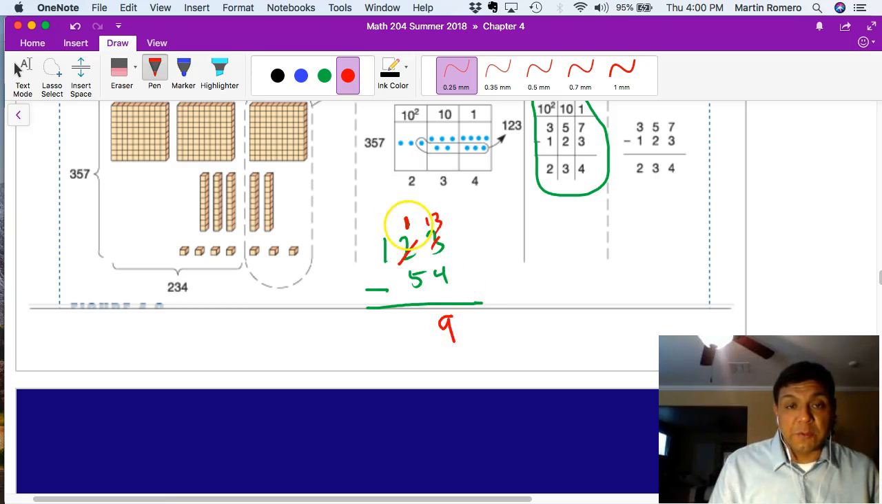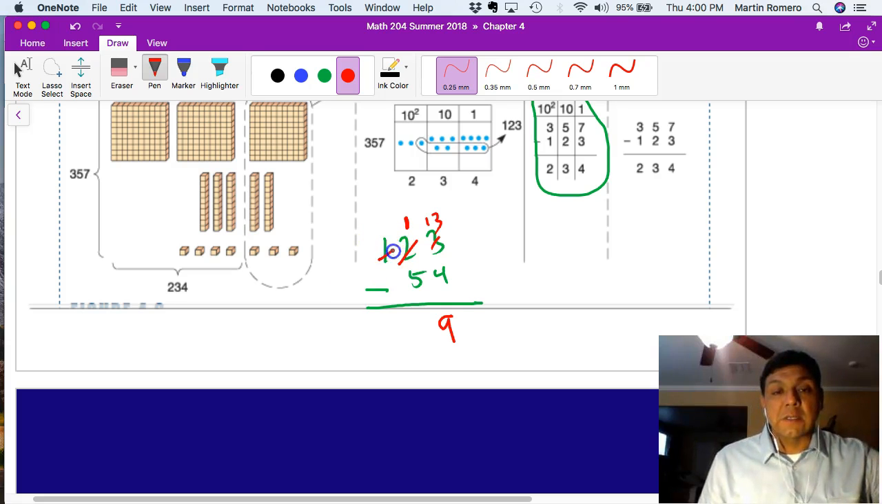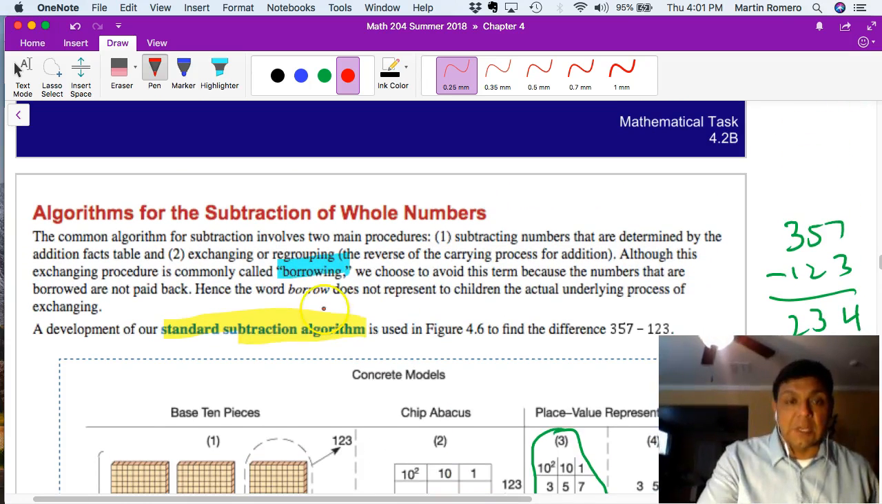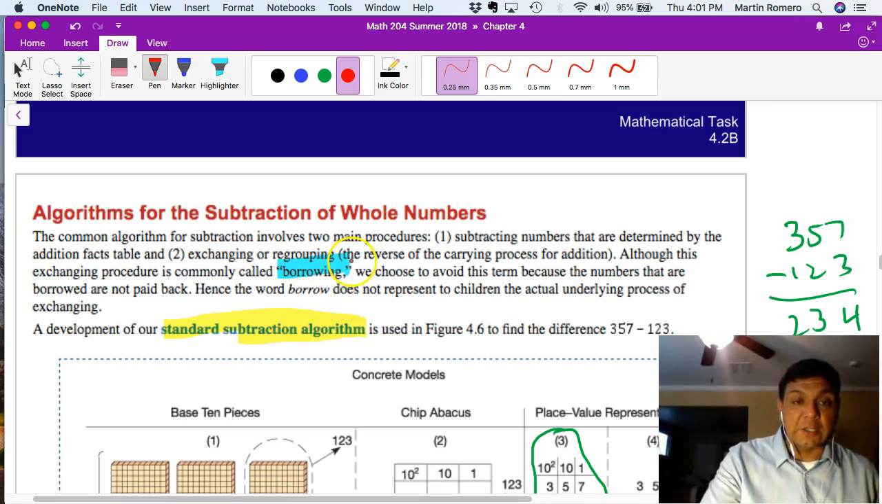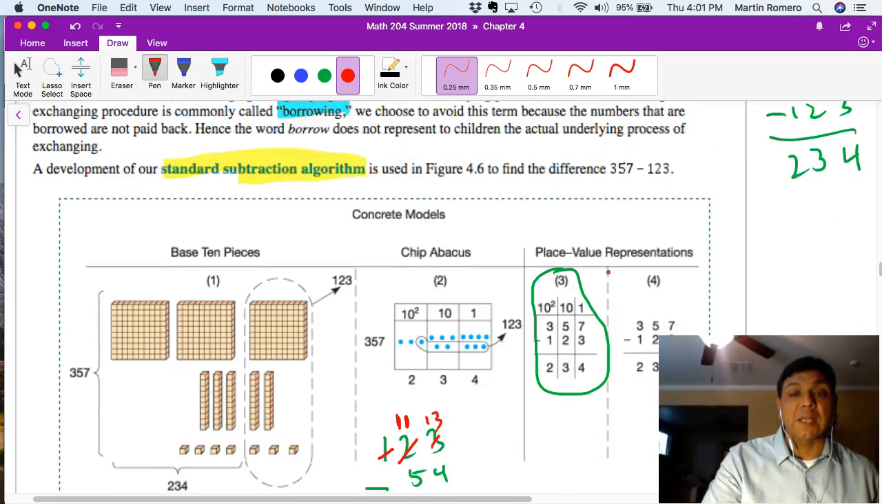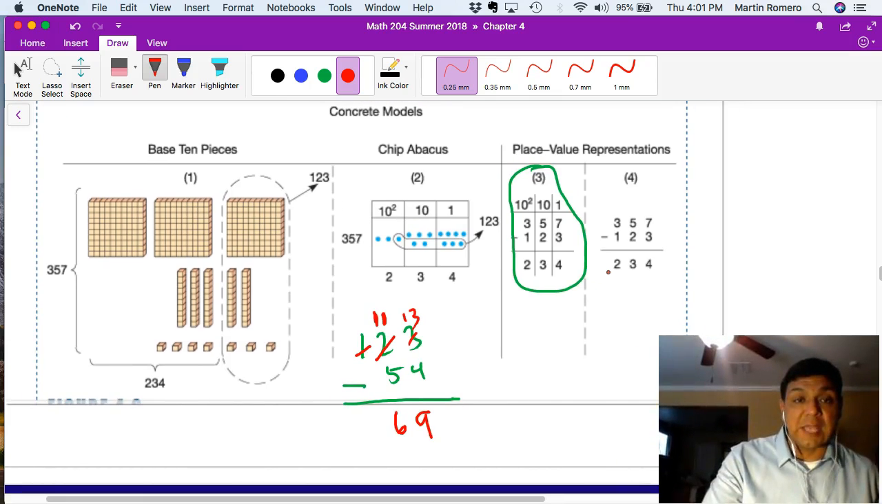And so now I have one group of 10 left, and with 5 groups of 10, I can't take away 5 groups of 10 from 1. So what I need to do is I need to not borrow, I exchange. This is 100. And so now I have 11 groups of 10, take away 5, and so then you end up with 11 take away 5 is 6, so the answer is 69. So that's that idea we talk about, borrowing or exchanging. It's really not a borrow. We're really exchanging or regrouping when we do that process. So keeping that in mind, that's, again, a standard algorithm.